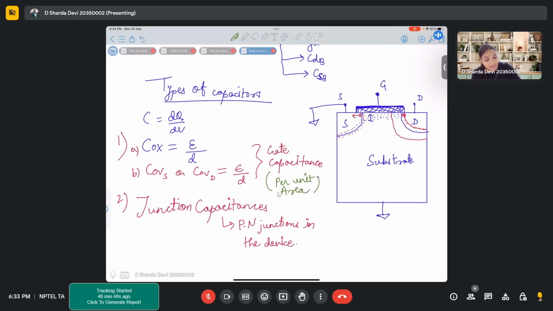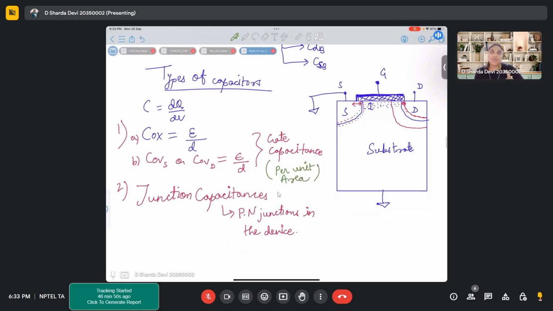Whenever we calculate our capacitances, you'll observe that the unit is farad per meter square, farad per centimeter square, or farad per micrometer square. So it is always per unit area capacitance that we are talking about. You have to keep this in mind.